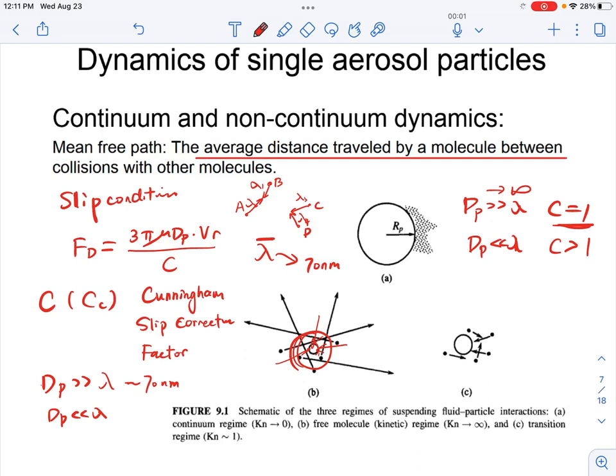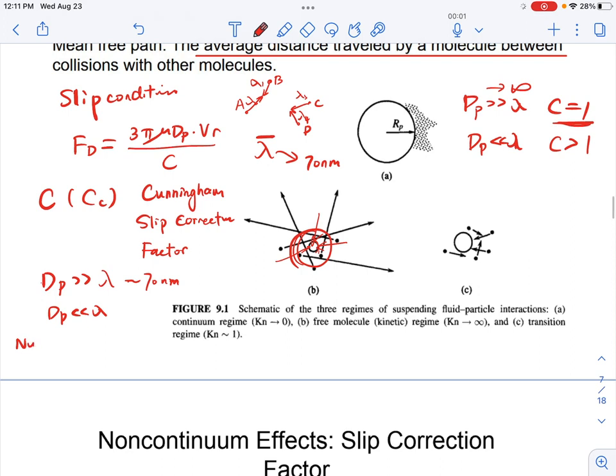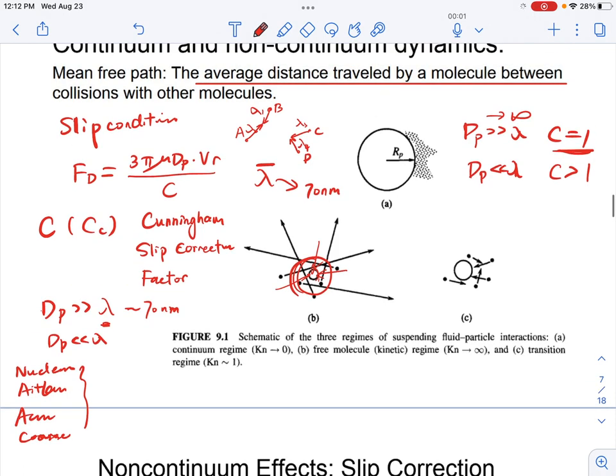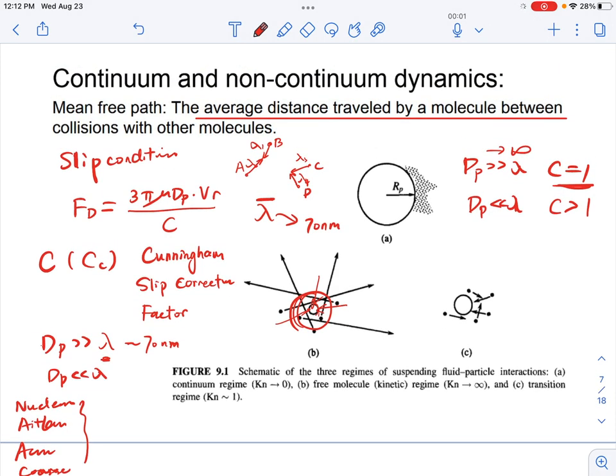Now, if you recall the size distributions that I introduced in the last class, what are the general size distributions of aerosols in terms of number? We introduced the nucleation mode, the Aitken mode, the accumulation mode, and the coarse mode. It seems that all of them are not significantly larger than the mean free path, which means that we have to consider the slip correction factor when we calculate the drag force.